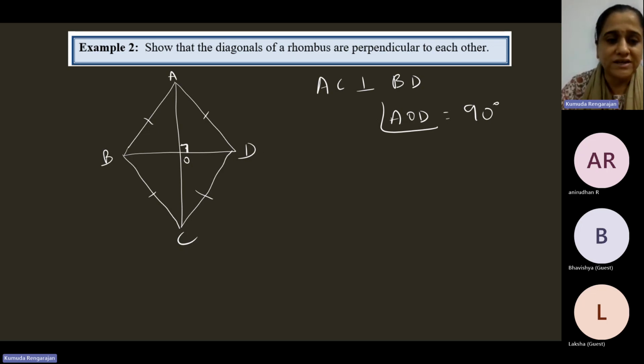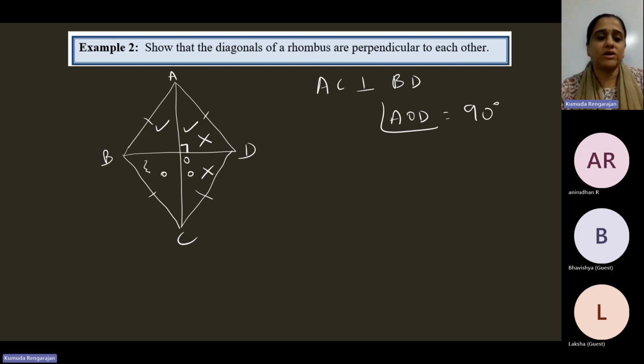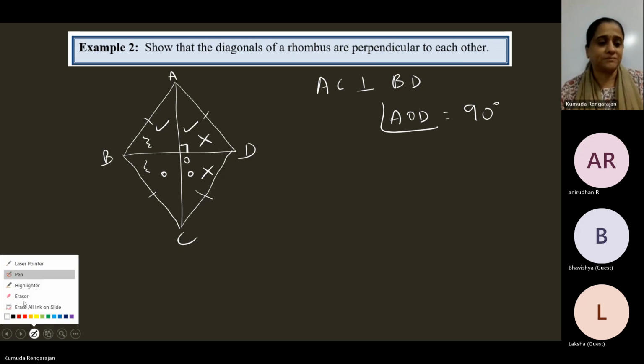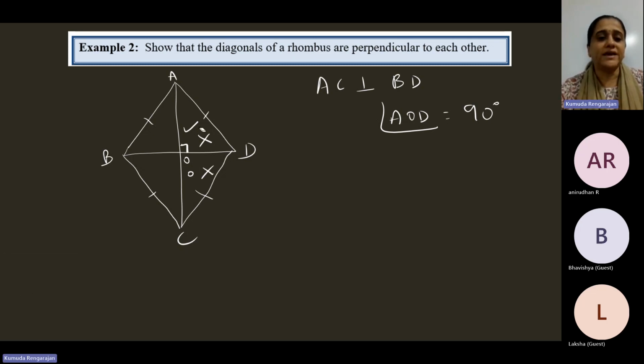And to show that this is 90 degrees, we can take up these two triangles. You have many combinations. You can take this triangle and this triangle, or this one and this one, or any two adjacent triangles. Take any two pairs of adjacent triangles and show that they are congruent. Once you show they are congruent, corresponding angles are equal.